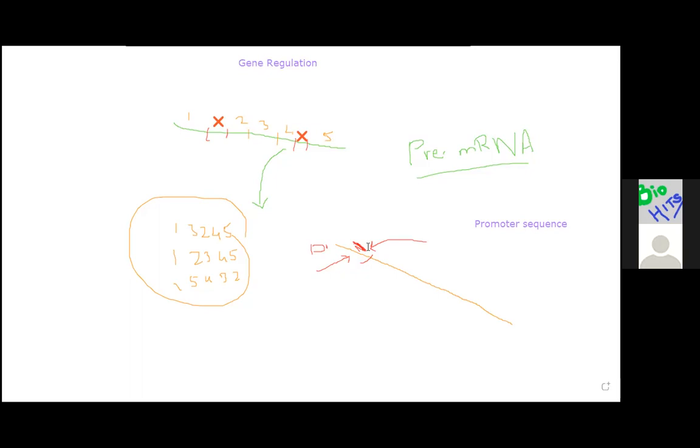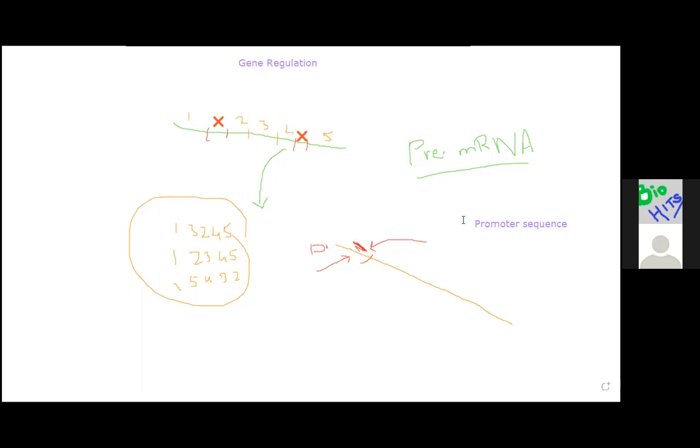Okay, this is very important. This promoter sequence is present on the DNA. So once this transcription factor attaches to the promoter sequence, what will happen? It will stimulate the production of messenger RNA because it is facilitating the attachment of RNA polymerase, correct? So gene expression is stimulated.